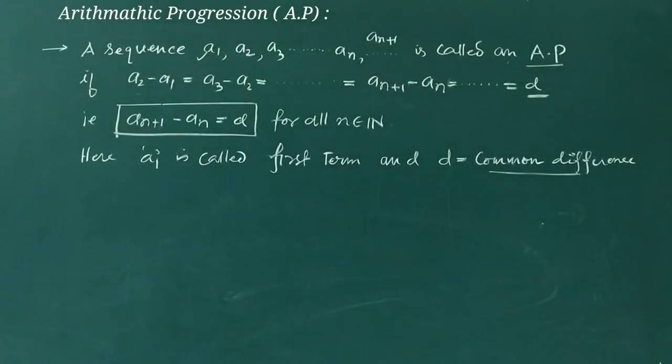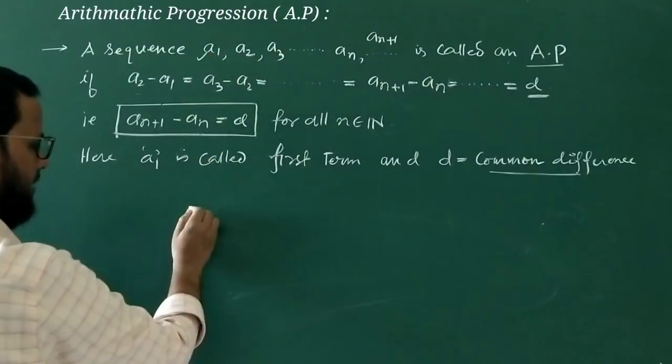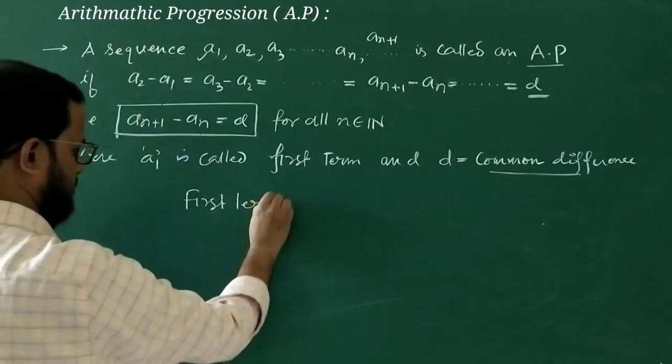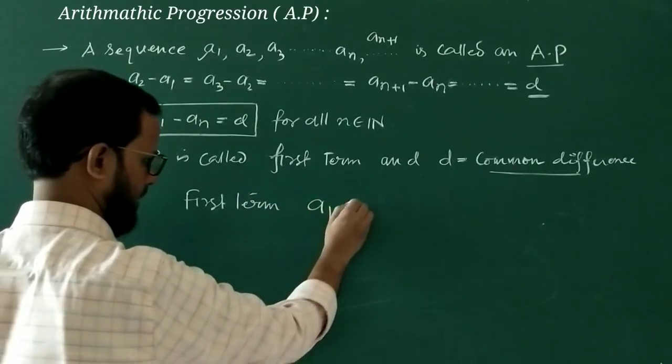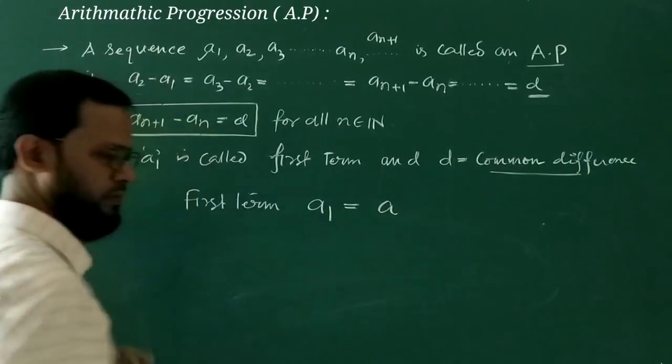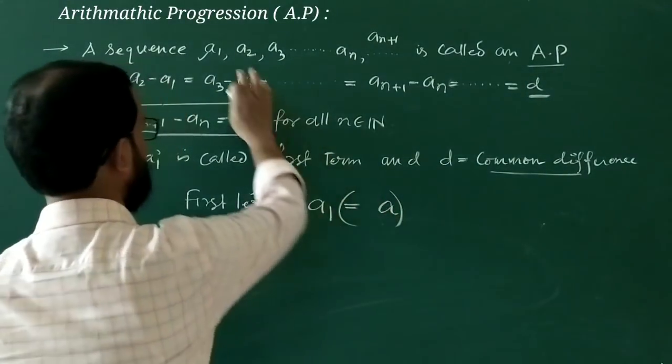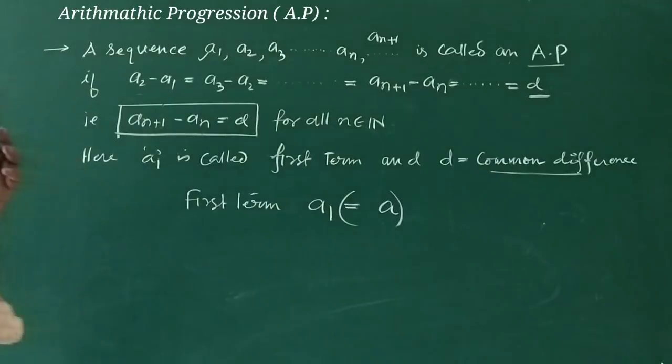Now how to write an arithmetic progression? This is a definition, right? So this is your first term. In an arithmetic progression, the first term a1 is usually denoted by A. So a1 is represented by A. Now what is the second term?